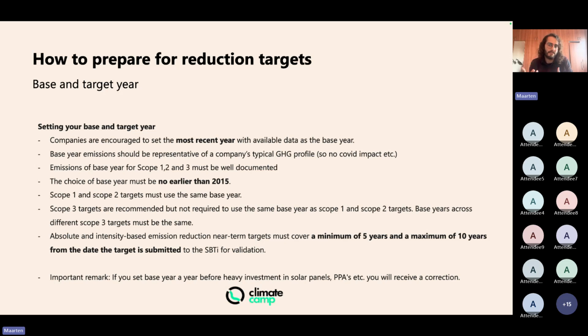SBTi is strict on this. They will correct that you have to reduce more than if you take that base year into account, because they want to incentivize as much reduction as possible. These are the nuances why you can choose to go for SBTi-aligned targets next to the costs, because there are certain strict rules when it comes to SBTi. It's a sort of trademark for the quality of your reduction targets.